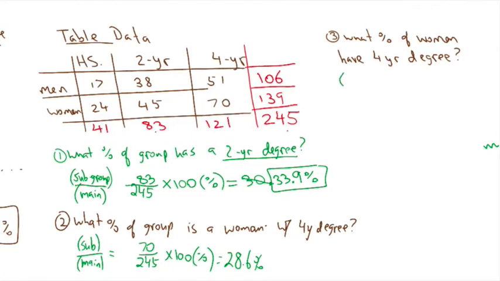So when I talk about sub and main, the main group is the women. So how many women are we talking about? 139 women. And out of the women, you want to talk about the ones that have 4-year degrees, which is also the same as that one down there, 70. So words are important, and how you interpret them is also really important. So take that, times it by 100, change it to a percent, and you get 50.4%.